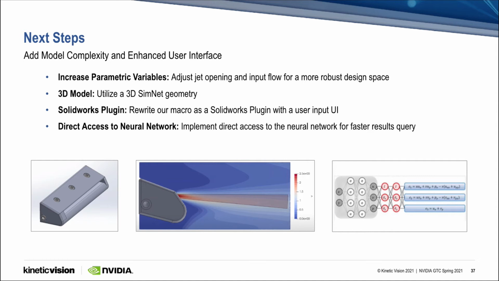And then in addition, we want to directly access the neural network. Right now, the SimNet application itself is doing some of the data handling with the network, and that creates a little bit of a delay. But there are methods within the SimNet framework to use a class to access that network directly, which would require faster results querying. So those are some of the things that we've got planned for the future.